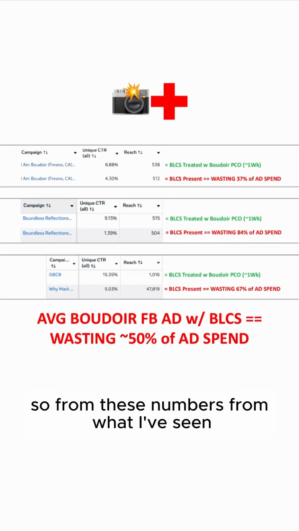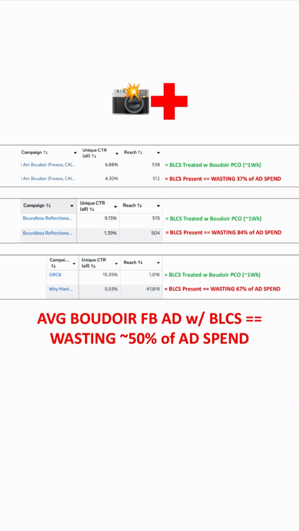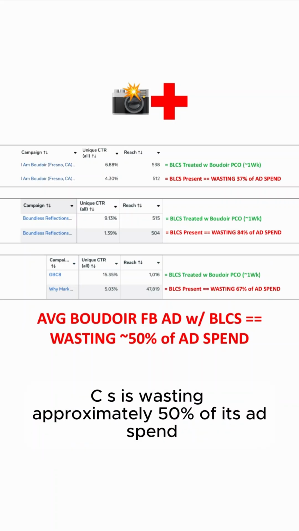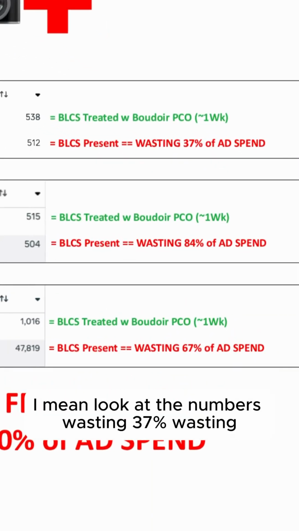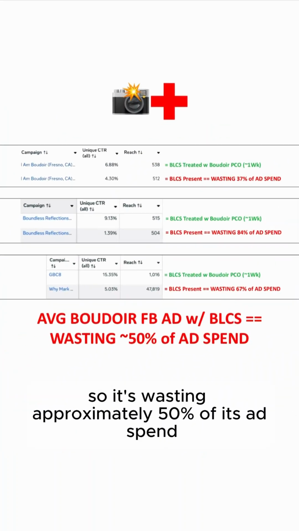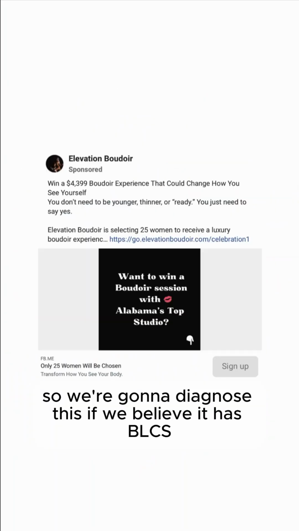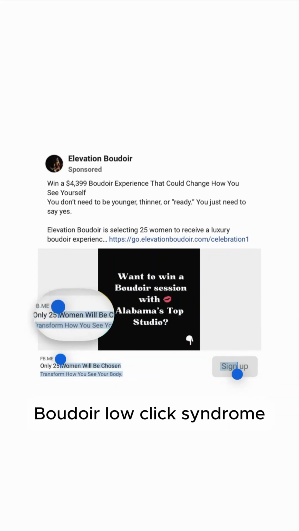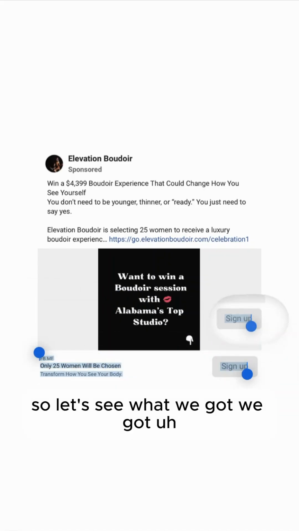So from these numbers, from what I've seen, the average boudoir Facebook ad with BLCS is wasting approximately 50% of its ad spend. I mean, look at the numbers: wasting 37%, wasting 84%, wasting 67%, so it's wasting approximately 50% of its ad spend. So we're gonna diagnose this, see if we believe it has BLCS, boudoir low click syndrome. So let's see what we got.